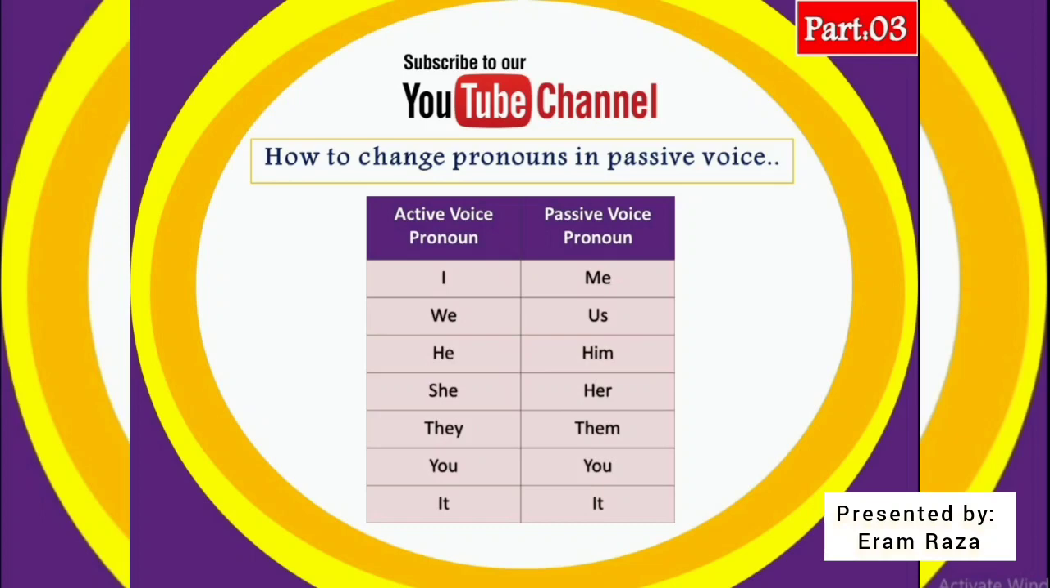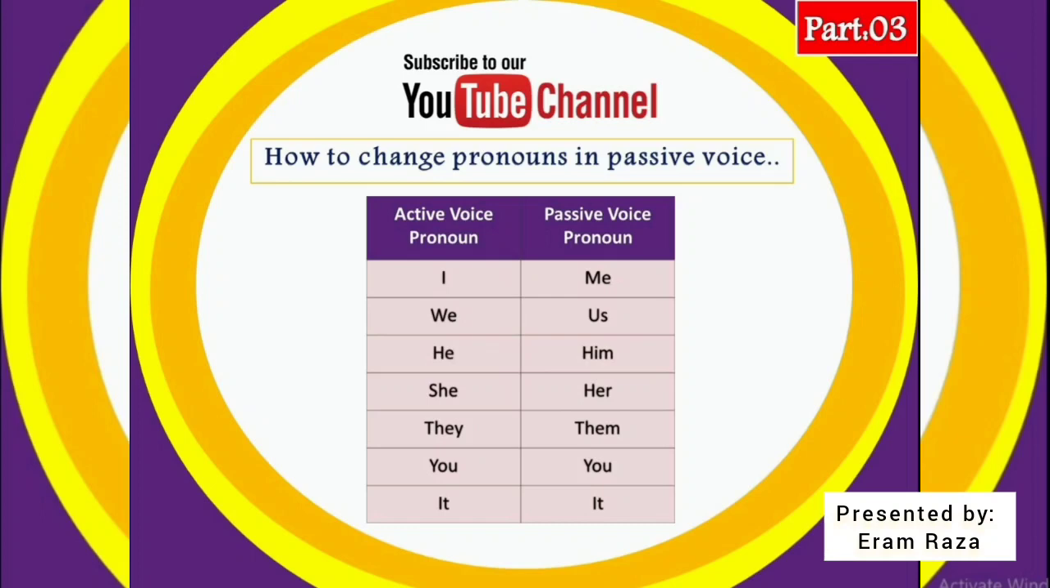अगर आपके पास ये pronouns हैं तो आप active sentence में तो उनको passive में change कैसे करेंगे. So it's also given, you can see on your screen. If you are having I in an active sentence as a subject, now how can you change that into passive voice? You have to change I into me.